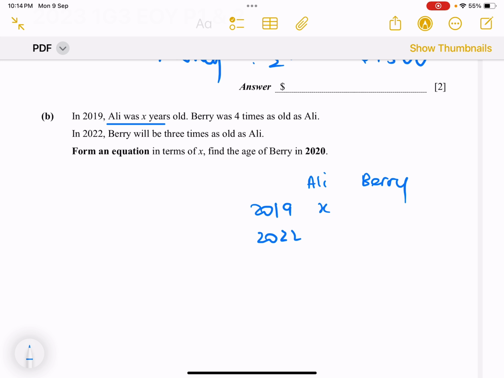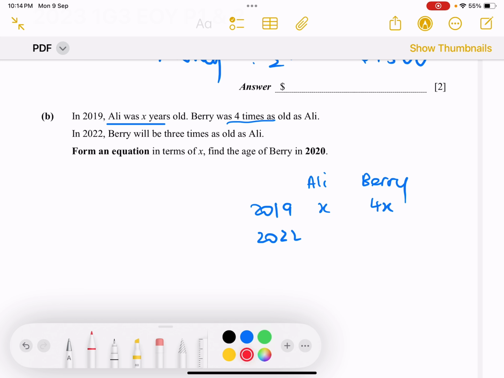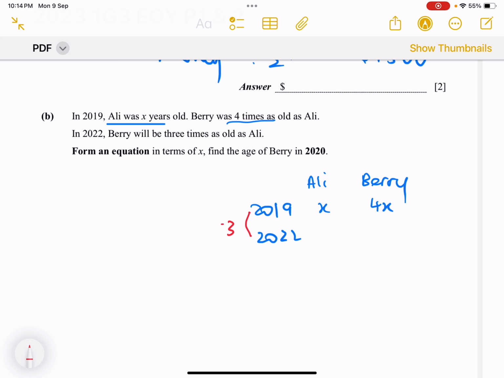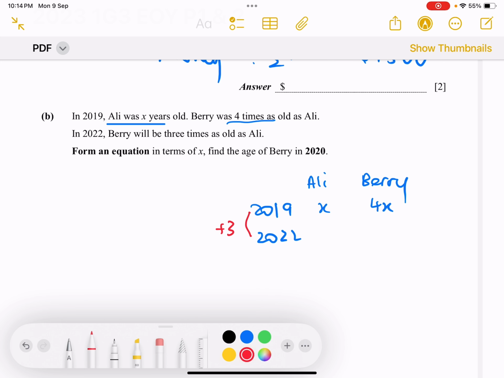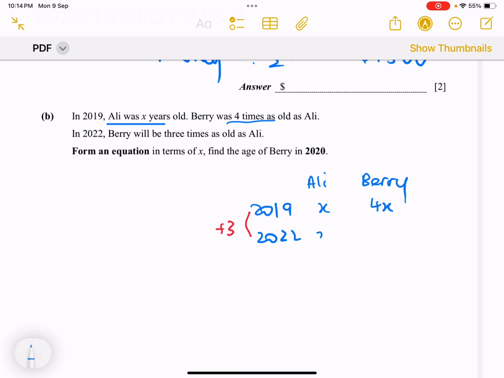Here we have a sum on ages. In 2019, Ali is X years old, and Barry is 4 times that, so it's 4 times X. And in 2022, how many years have passed by? 3, right? From here to here, 3 years have passed by. Therefore, Ali's age is X plus 3. Barry's also increases by 3 years.